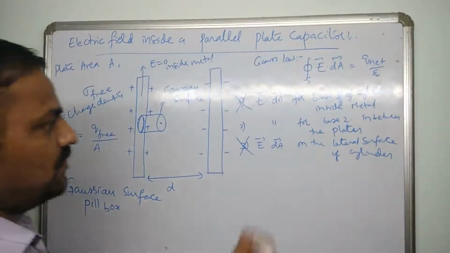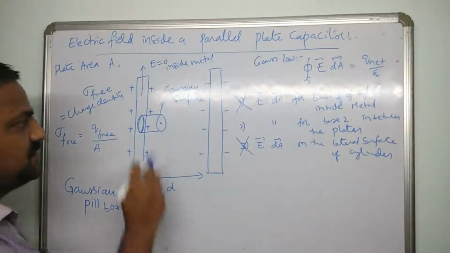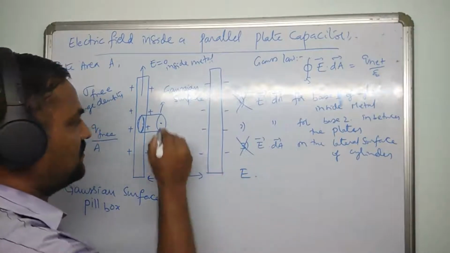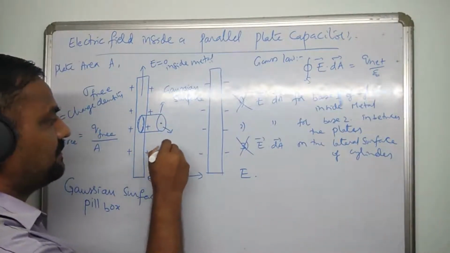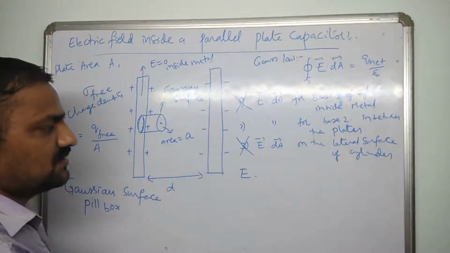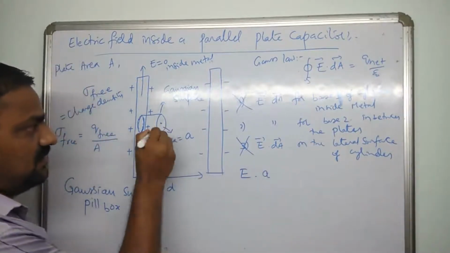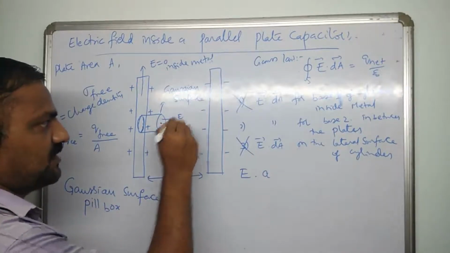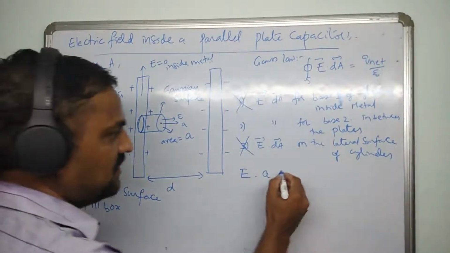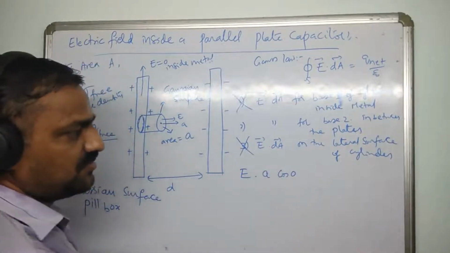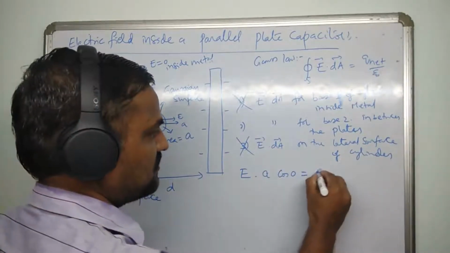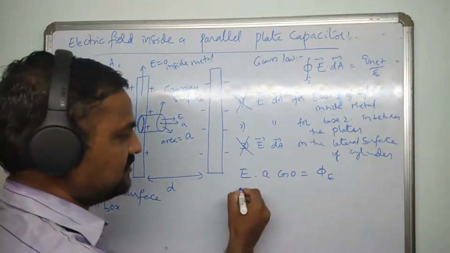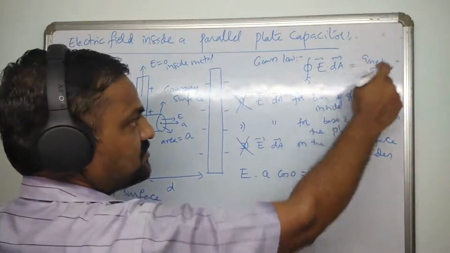So the electric flux from this surface, if you assume the electric field as E here, and the area is some small a, so E into A. As A is in this direction, E is also in the same direction. So both of them are parallel, and hence it is cos 0 if you take the dot product. This is the total flux phi E for this Gaussian surface. So it is simply EA, which is equivalent to Q net by epsilon naught.